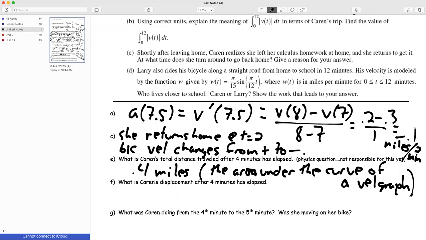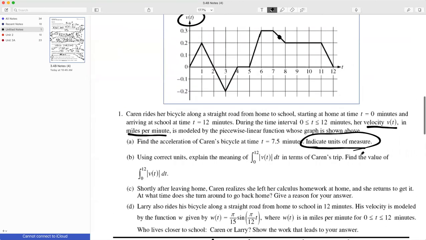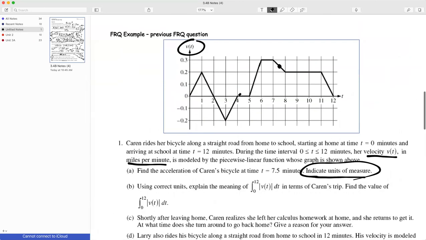Part F. What is Karen's displacement after 4 minutes has elapsed? Not the same as total distance in this instance. What is displacement again? Where you are relative to where you started, and her displacement after 4 is 0. Why is it 0? She got back home, so she's where she started.